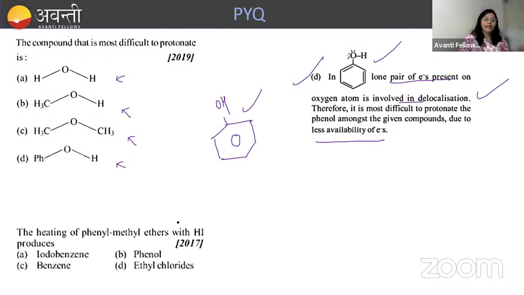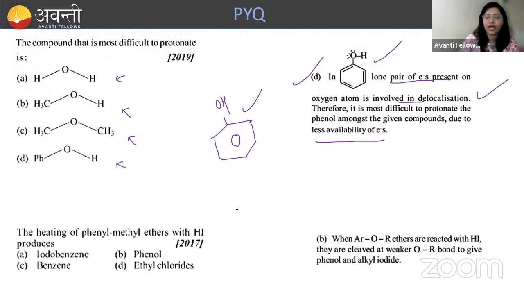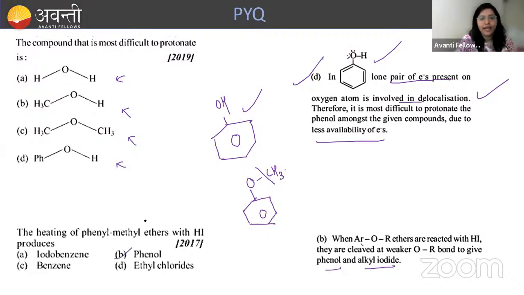Okay, next. Heating of phenyl methyl ethers with HI produces. So phenyl methyl ether निकालो. कैसे होगा phenyl methyl ether हमारा? चलो ड्रॉ करो. फिनिल ग्रुप हो गया. ठीक है, अभी मिथिल ग्रुप लगा तो मतलब ये क्या हो गया हमारा? एनिसोल हो गया. इसका हम लोग अगर HI के साथ रिएक्शन करेंगे तो क्या फॉर्म होगा? एक फेनॉल फॉर्म होगा और एक आयोडोमिथेन, यानी एक अल्किल आयोडाइड फॉर्म होगा. ऑप्शन क्या है हमारा? बी. एनी डाउट? सेम प्रॉब्लम है लेकिन सिर्फ भाषा बदली है.